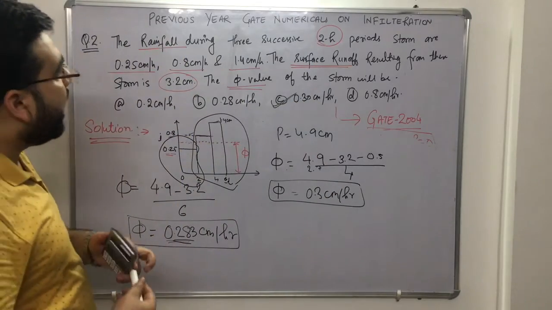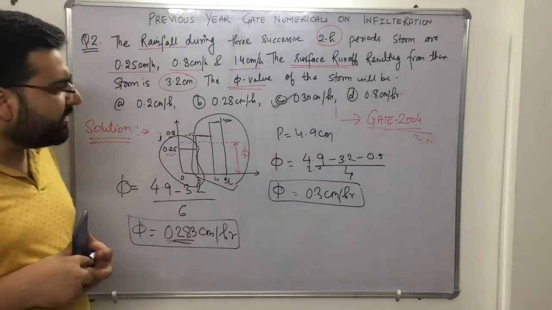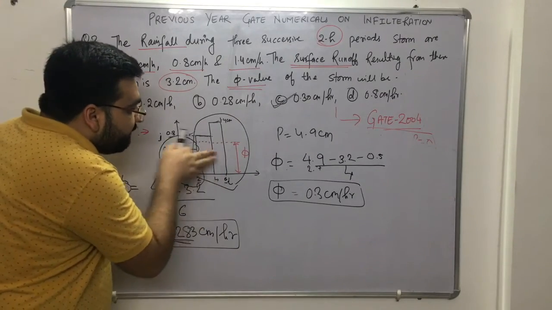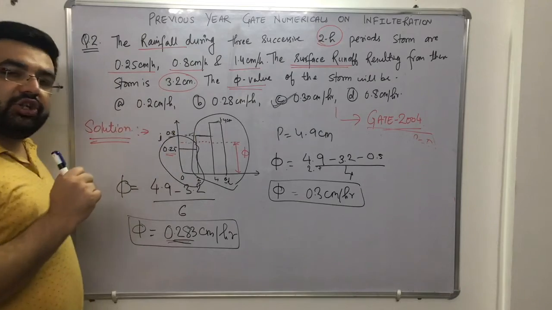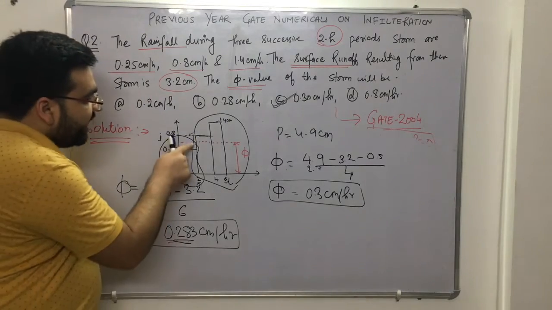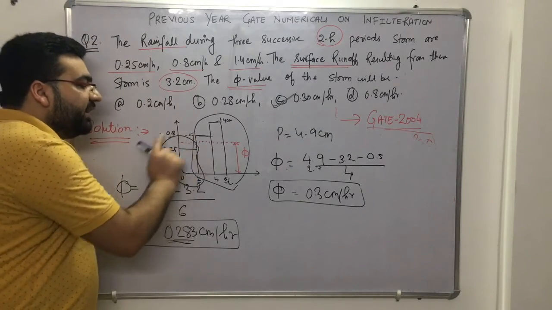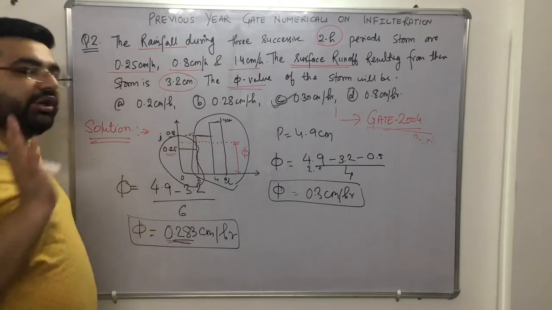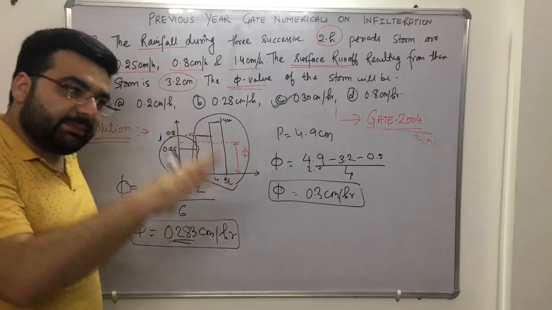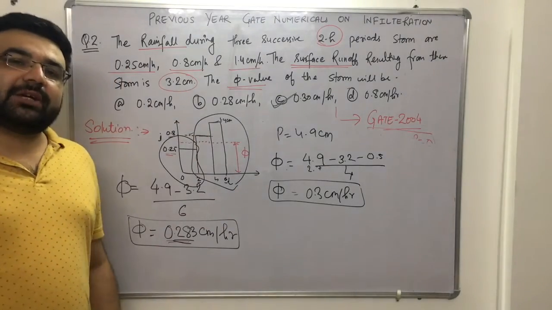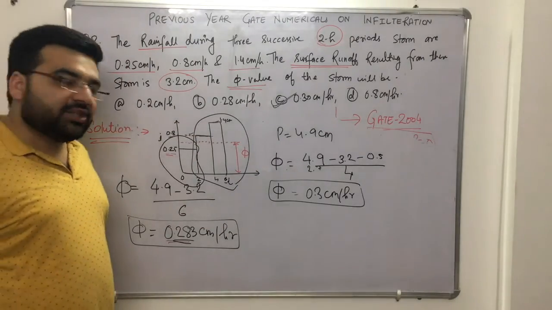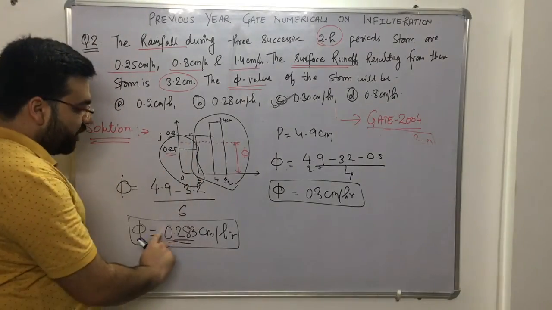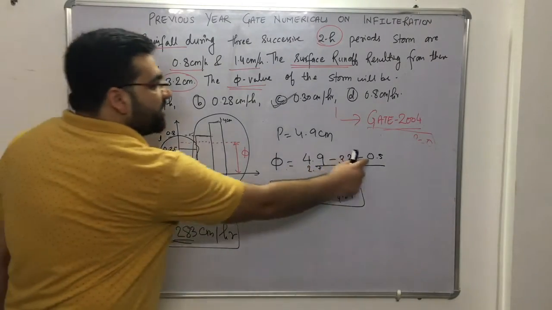So I hope that you have understood this numerical also. It was a very straightforward, simple numerical. Only one concept was there, that if the phi index is greater than the rainfall intensity, then we do not take the runoff into consideration at that point of time. Because whatever precipitation is happening is going in the form of infiltration, right? So runoff will be 0 at this moment. But initially we calculated the runoff also, so we have to subtract it.